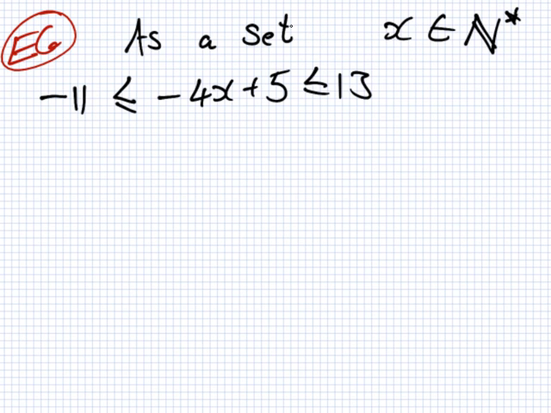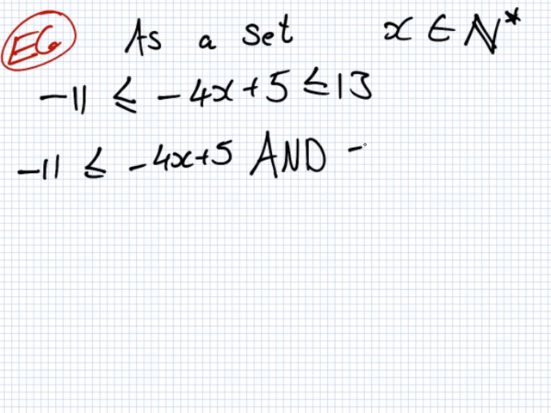Okay, so let's have a look here. First way to do it is to split this into two problems. So we have minus 11 less than or equal to minus 4x plus 5 and minus 4x plus 5 less than or equal to 13. And the and is important. It's an and, not an or.